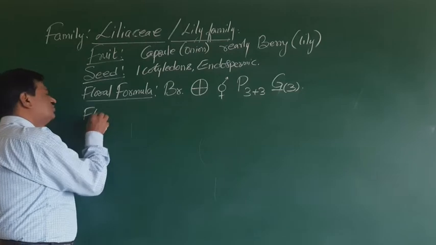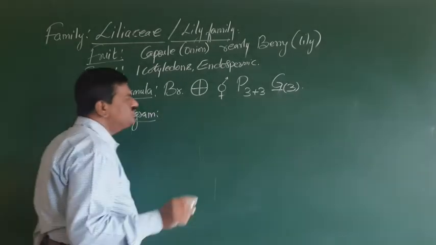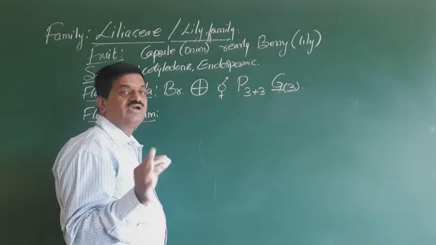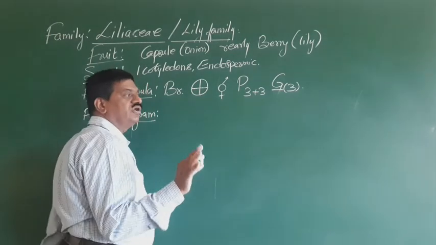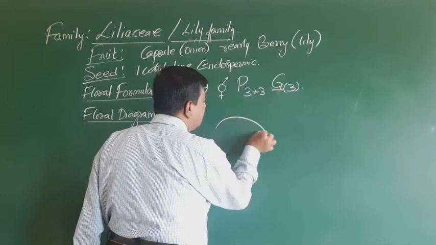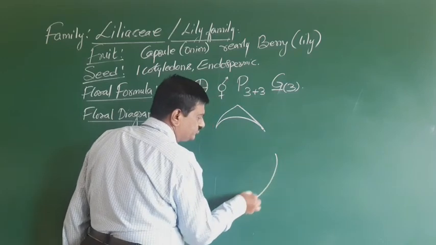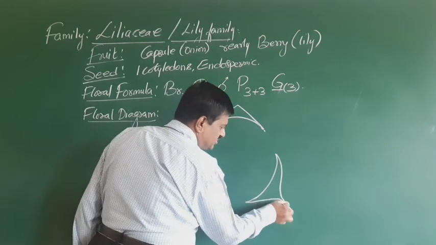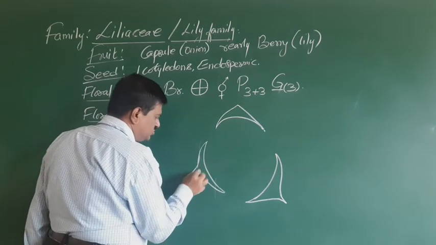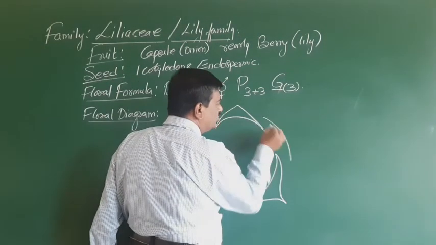Now, we go for floral diagram. So, here in a floral diagram, there are 3 sepals or 3 petals, or we cannot differentiate sepals and petals, so it is called as tepals. So, here in a tepals, there are 6. So, first we start with the first one. This is 1, and the other one is here. This is another one, and the third one is here. So, like this, 3 in one whorl, the remaining 3 in another whorl.